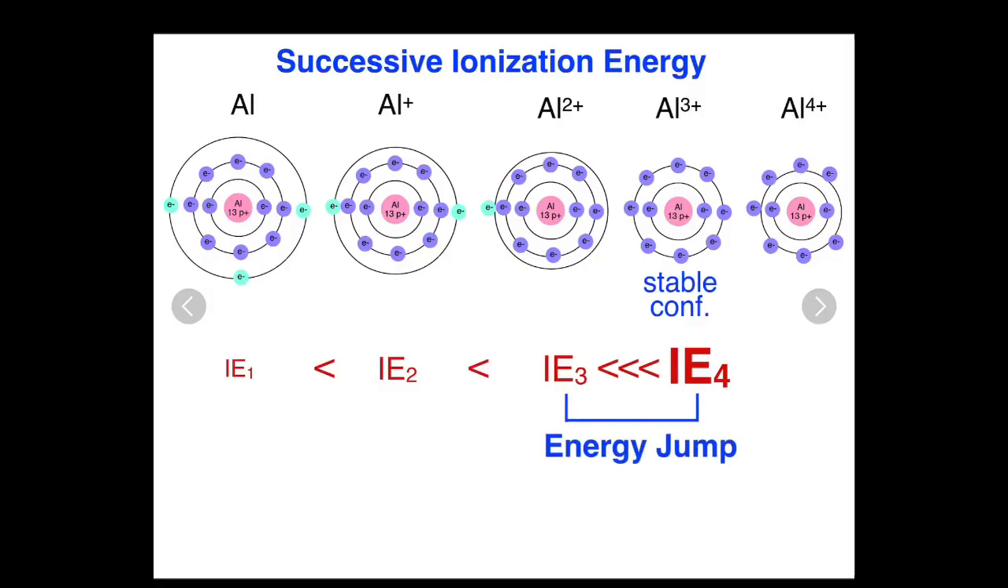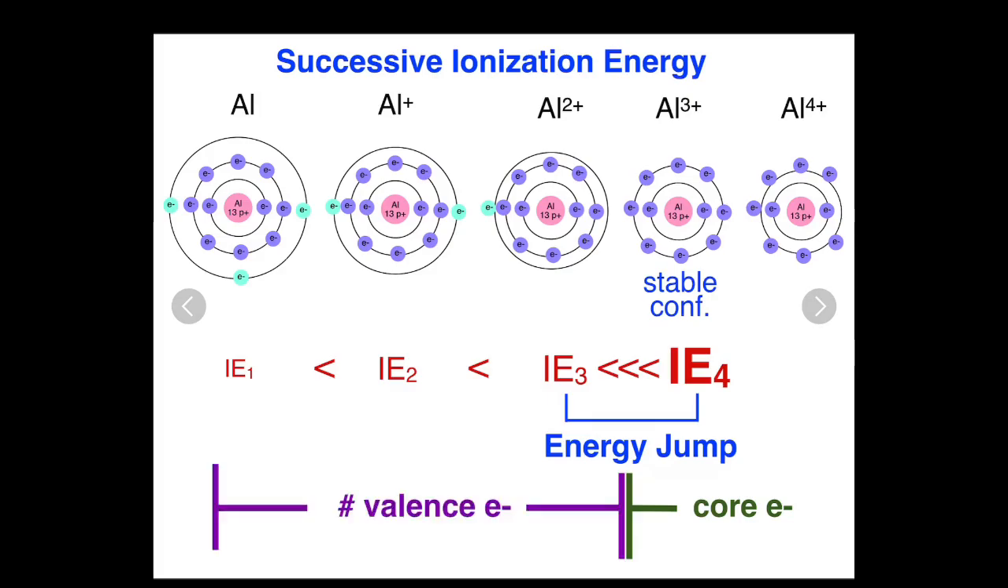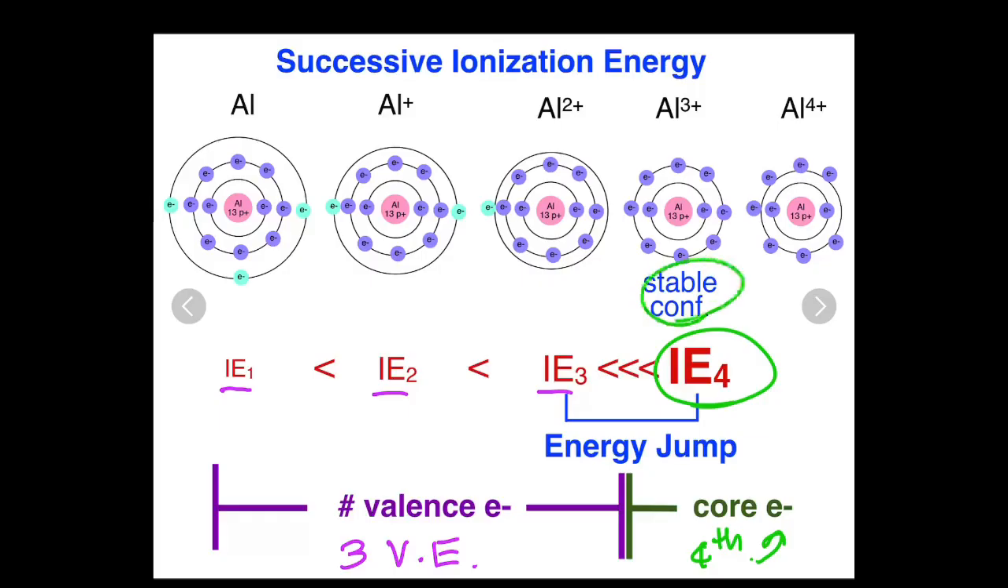Therefore, this energy jump indicates that the fourth electron you are withdrawing, which requires much higher energy, is the first electron in the core shell. Everything else would be considered the valence electrons. Because there are 3 values of ionization energy, they are associated with the 3 valence electrons, and the fourth one would be the core electron. The fourth one is a core electron because it requires much more energy to remove from the stable electron configuration.